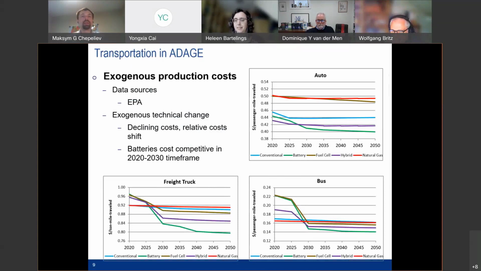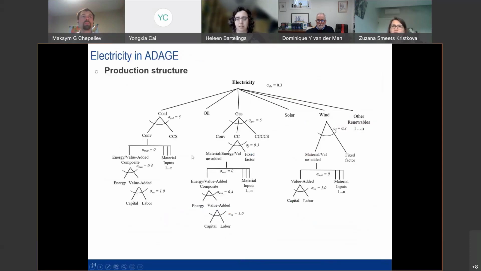Okay. Susanna, you had a question. Yes, I just wanted to double check, how do you achieve that important or significant growth in the renewables like solar and wind? So you have some exogenous productivity increase, or do you also have some technology learning curves in the model that stimulates the increase of the renewables?